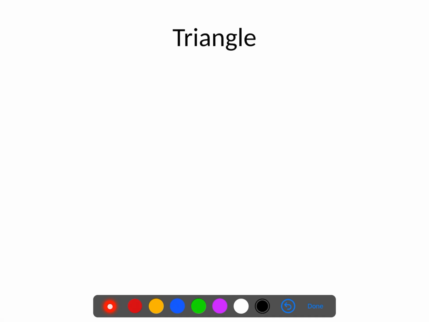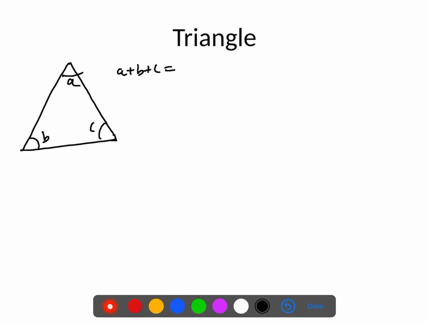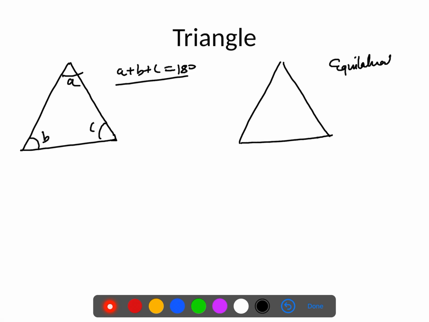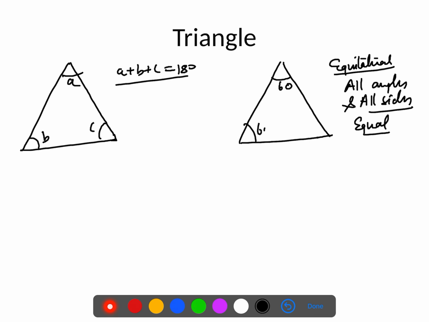Next thing is a triangle. Triangle is a three-sided object, three-sided figure. Sum of angles is always 180 in a triangle. There could be 2-3 types of triangles. One is equilateral. So in equilateral, all angles and all sides are equal. That means every angle would be 60 and all the sides will also be equal.